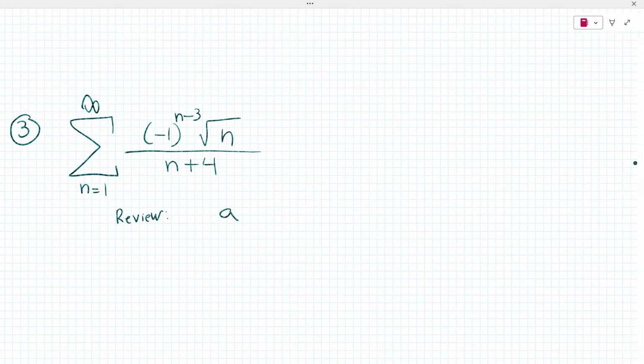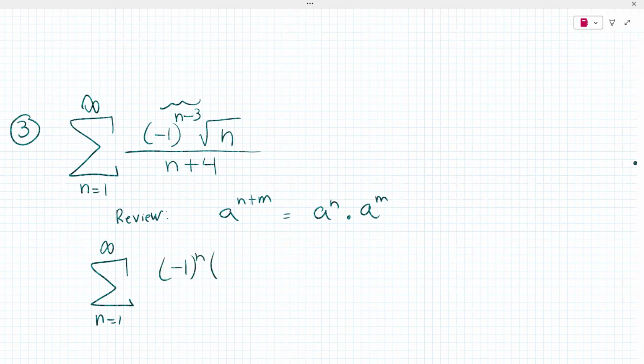If you have a raised to the n plus m, that is very simple. That's equal to a^n times a^m. So it's the same thing with this rule right here. If we want to, we can rewrite (-1) raised to the n minus 3 as (-1) raised to the n times (-1) raised to the -3 times square root of n, and then n plus 4. I think it'll make it much easier.